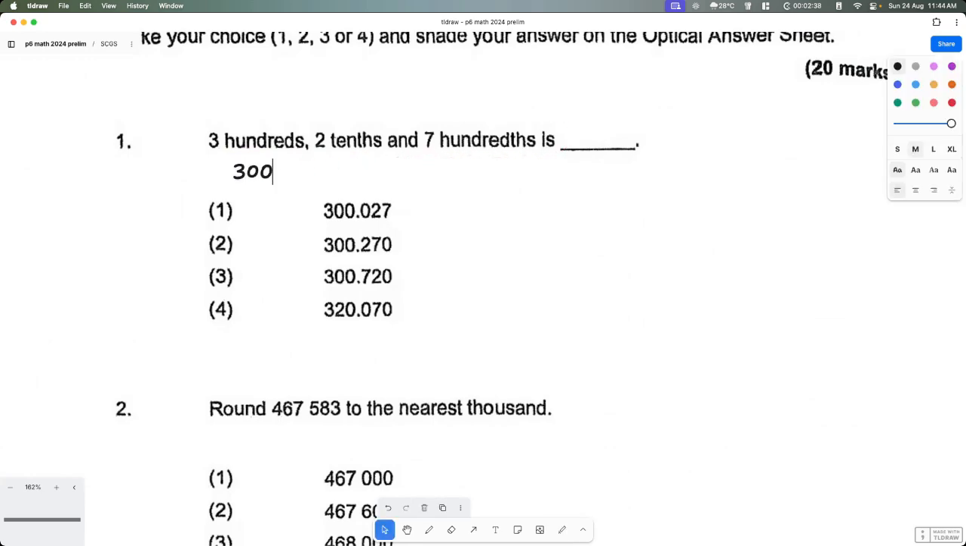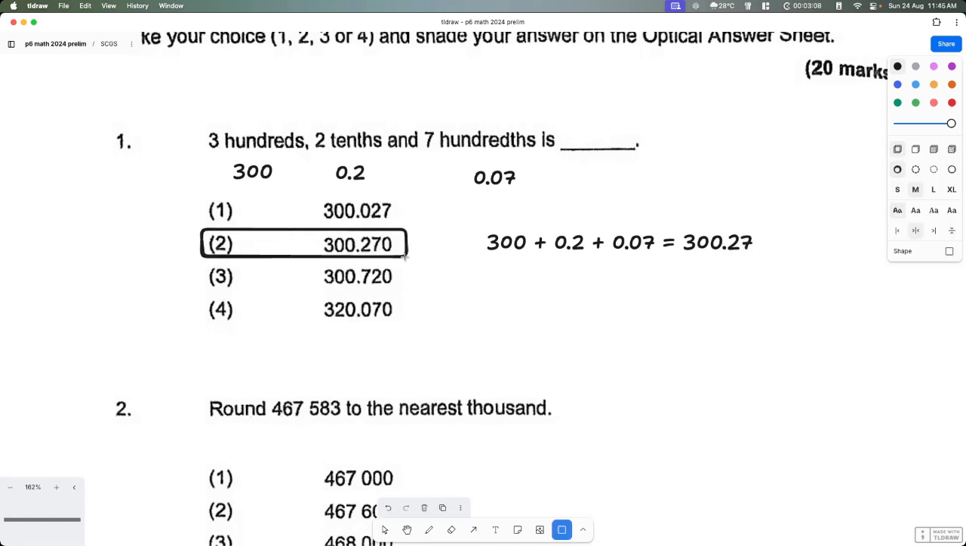So we have 300. Then 2 tenths is basically 0.2, and 7 hundredths is 0.07. So in this case it's basically 300 plus 0.2 plus 0.07, which is 300.27. That's it. So the answer to this is option number 2. Okay, let's move on to the next question.